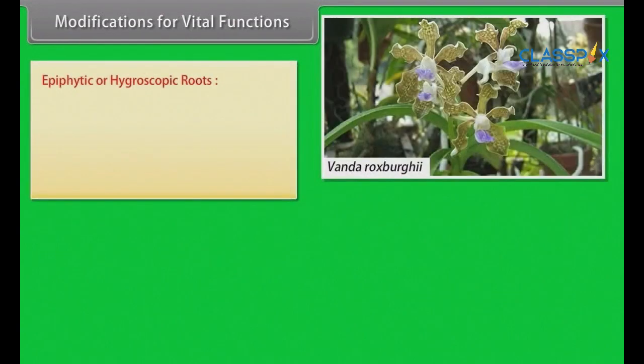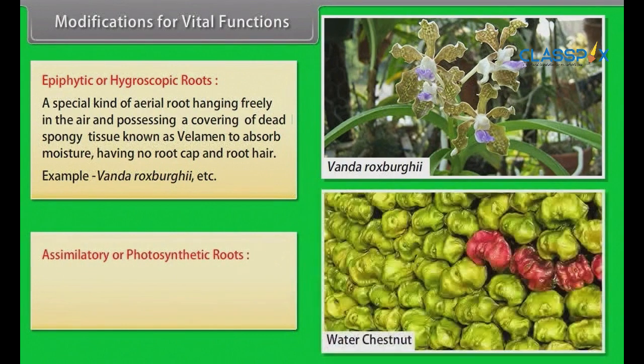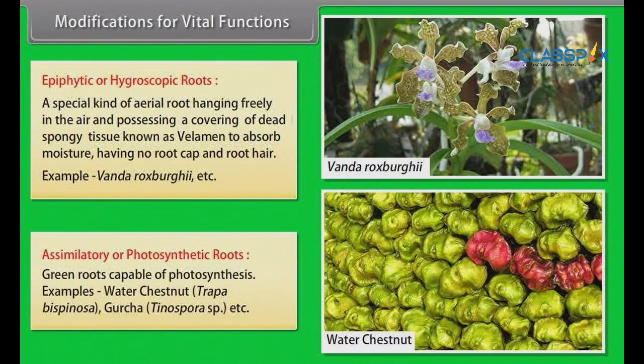Modifications for vital functions. Epiphytic or hygroscopic roots: a special kind of aerial root hanging freely in the air and possessing a covering of dead spongy tissue known as velamen to absorb moisture, having no root cap and root hair. Example, Vanda roxburghii, etc. Assimilatory or photosynthetic roots: green roots capable of photosynthesis. Examples, water chestnut, Tinospora, etc.